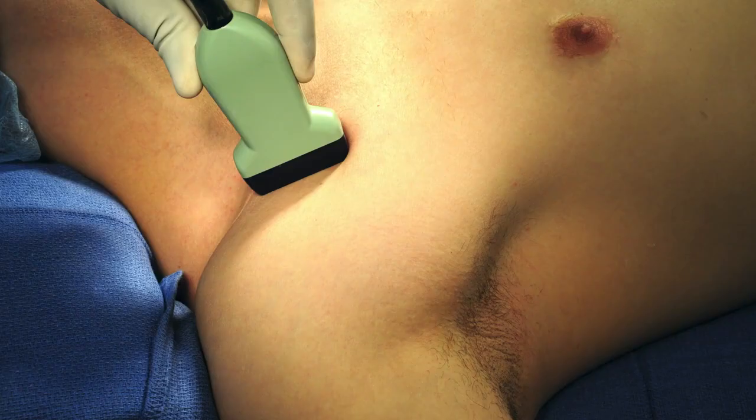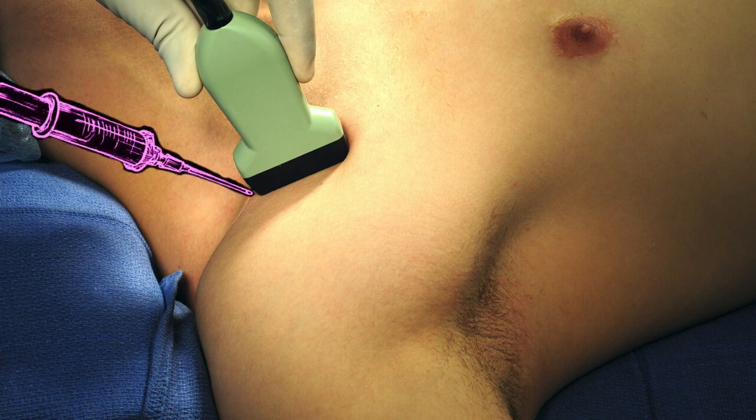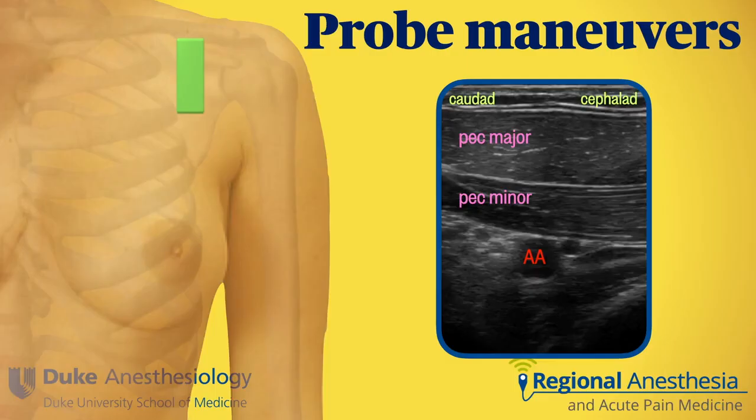For positioning, the arm should be abducted 90 degrees to stretch the PEC muscles out and to allow for probe movement over to the lateral chest wall. The probe is placed on the chest wall just medial to the coracoid process in a parasagittal orientation. We typically stand at the head of the bed so the needle can be easily guided in plane toward the target. With the probe in this orientation, you'll see the typical sonoanatomy associated with infraclavicular brachial plexus block, including the PEC major and minor muscles and the axillary artery.